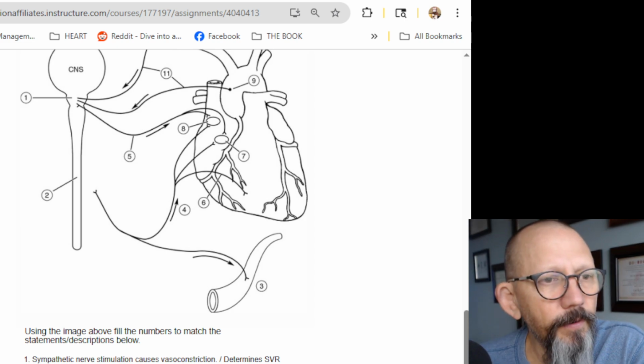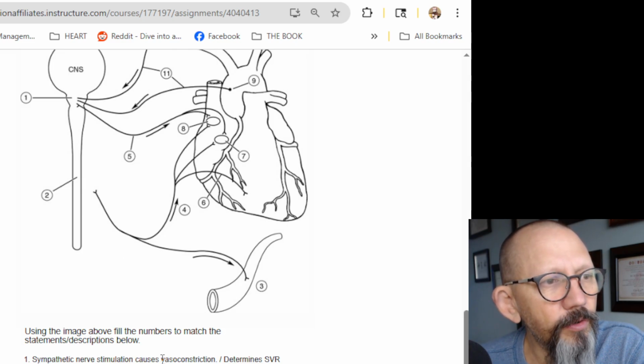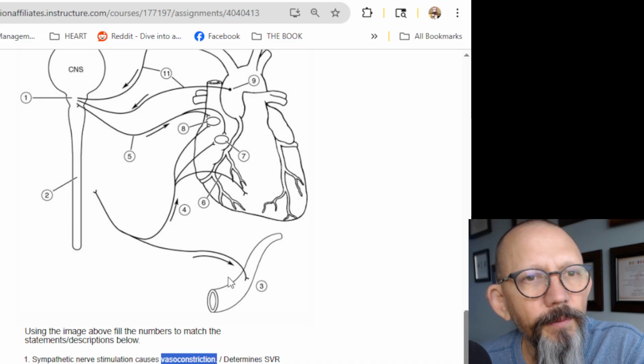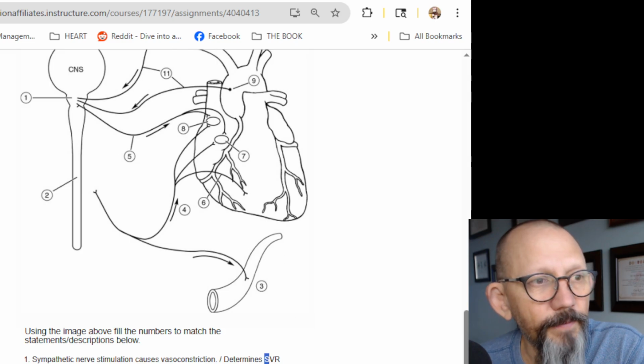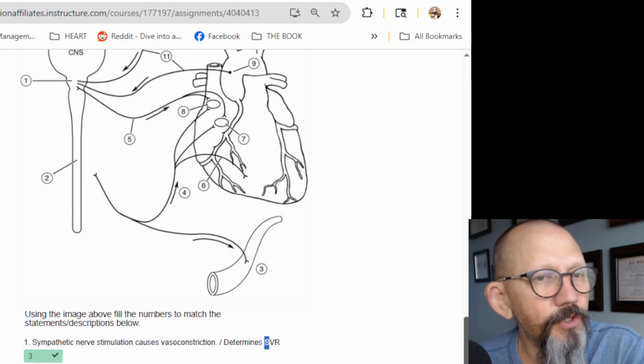So this one here, I'm going to guess number 3, because sympathetic nerve stimulation causes vasoconstriction. Vasoconstriction, we're talking about these vessels. Vasoconstriction determines systemic, right? Here's systemic. So we're not talking about the heart, right? So we're going to go down, and that's going to be number 3, which is great, right?